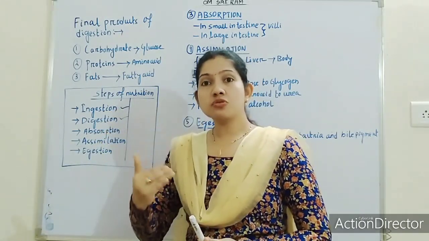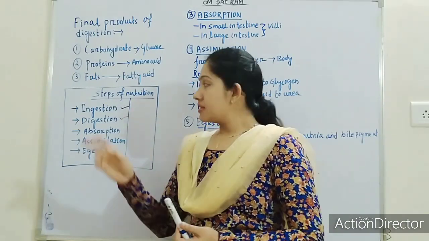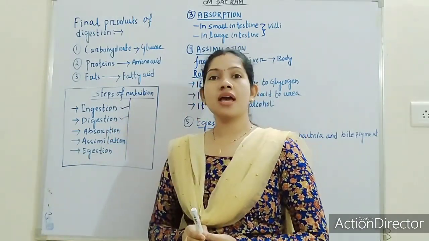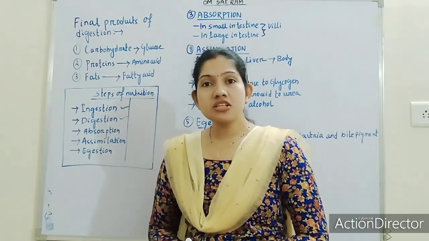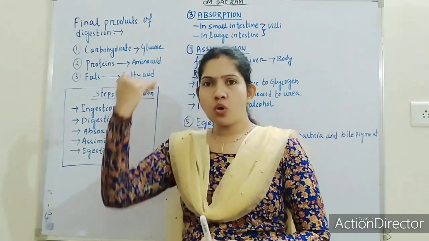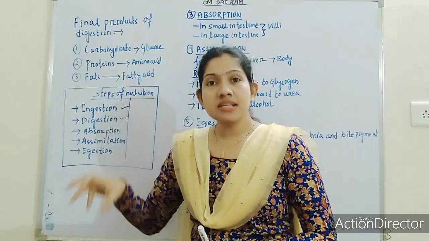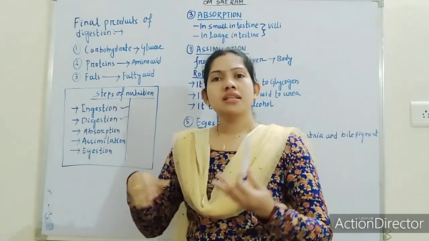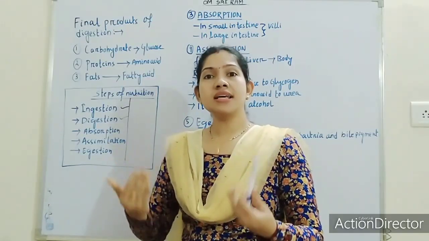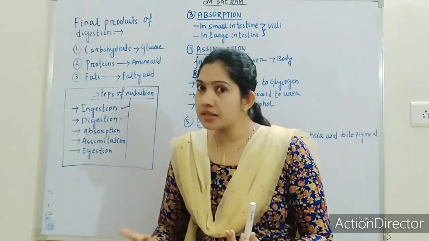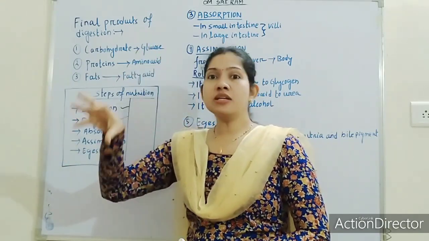So the digestion process stops in the small intestine. Then the next process starts, that is absorption. So what is the final product of digestion? If we talk about the whole digestion, that is in the mouth, in the stomach and in the small intestine, there is conversion of complex food into simple food. So what are the products obtained by the complete process of digestion?